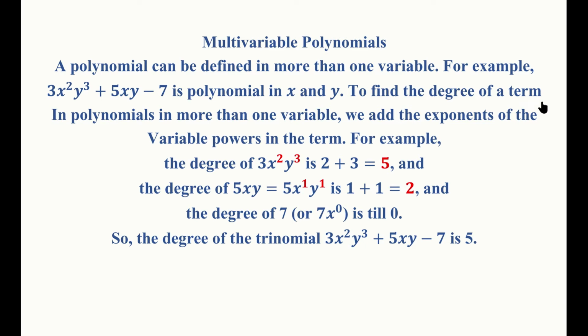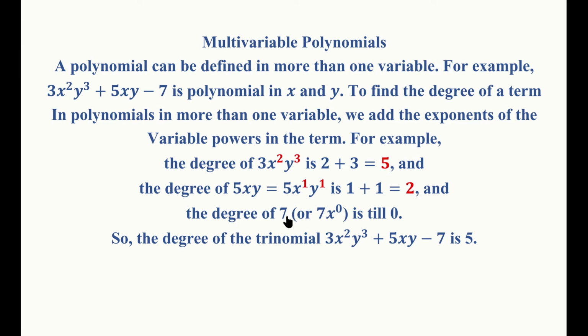And to find the degree of each term, let's focus on this first term, right? 3x squared y cubed. To find the degree of that term, we add those exponents, okay? So the degree of this term would be 2 plus 3, which is 5. So the degree of this term, 5xy, remember there are two invisible ones that I have highlighted here. And so the degree of this term would be 1 plus 1, which is 2.